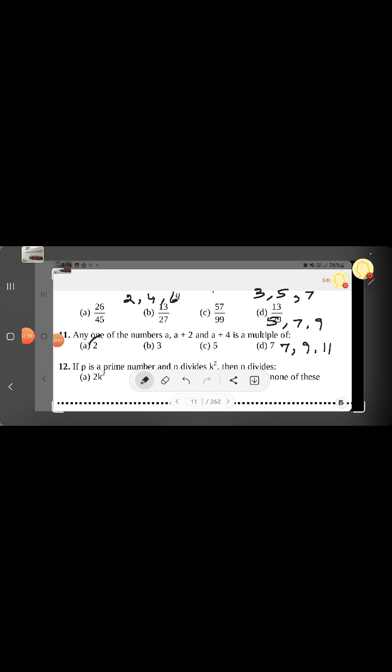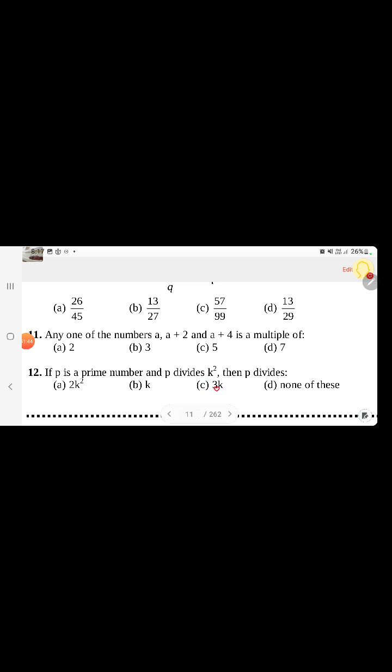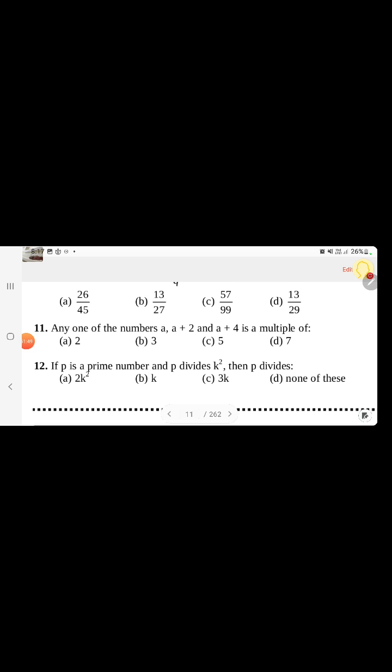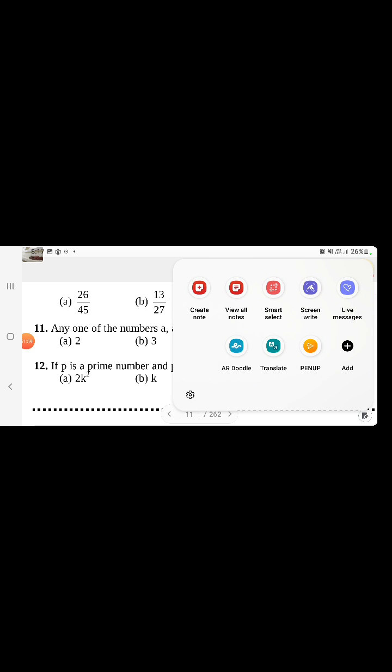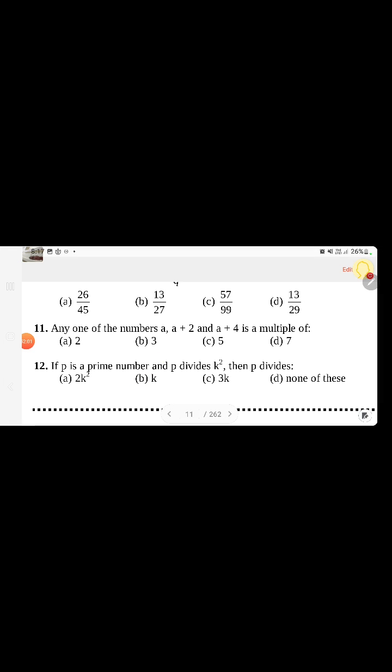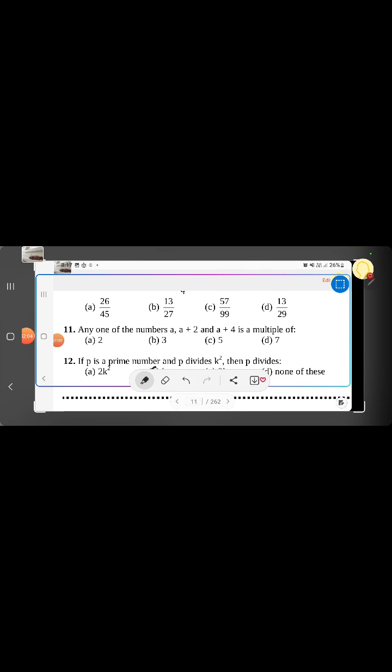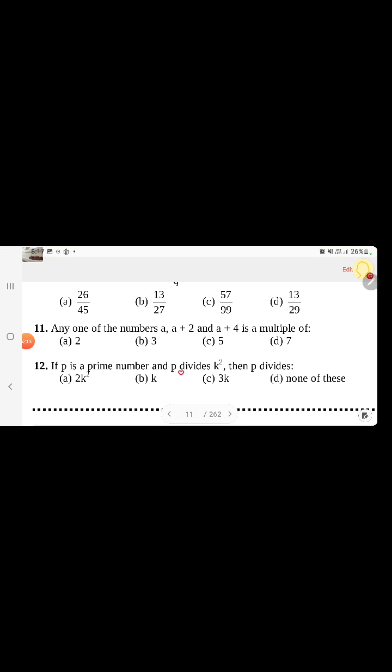And the last question is, if p is a prime number and p divides k square, then p divides what? Okay, so this is an important one. We have seen this fact while reviewing the concepts. The answer is k. If p is a prime number and p divides k square, then p obviously divides k. Okay, k is the option. The remaining options are wrong.